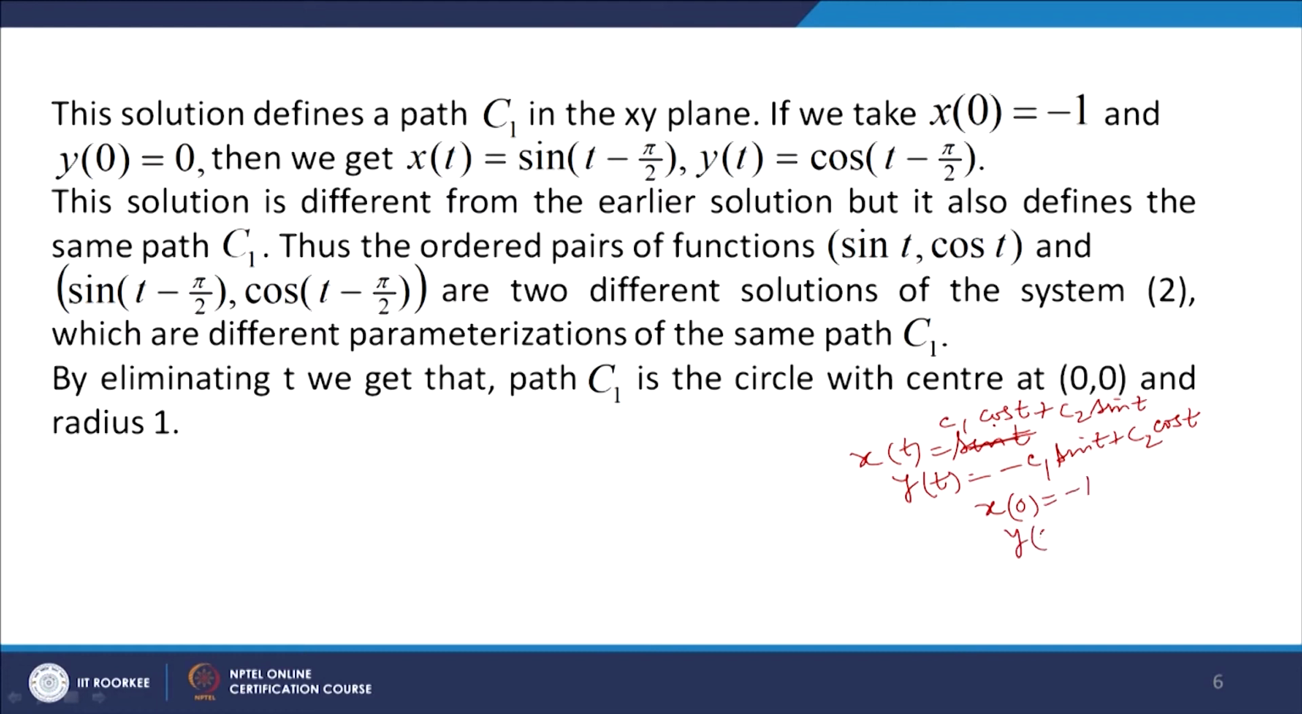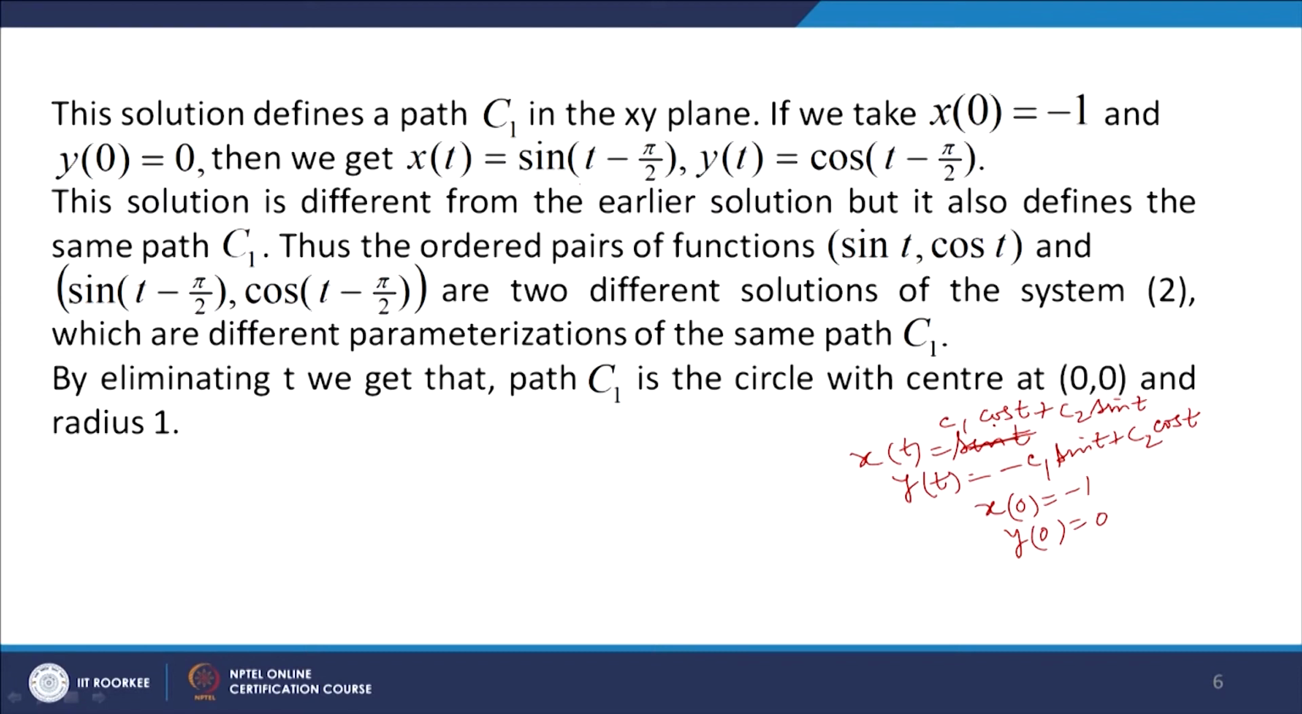equal to 0. If we put these conditions, then from here we shall get x(t) equal to sin(t minus pi by 2), and here we will get y(t) equal to cos(t minus pi by 2). If you put t equal to 0 here, then sin(minus pi by 2) is -1, so we get x(0) equal to -1, and when you put t equal to 0 here, we get cos(minus pi by 2), which is 0, so we get y(0) equal to 0.